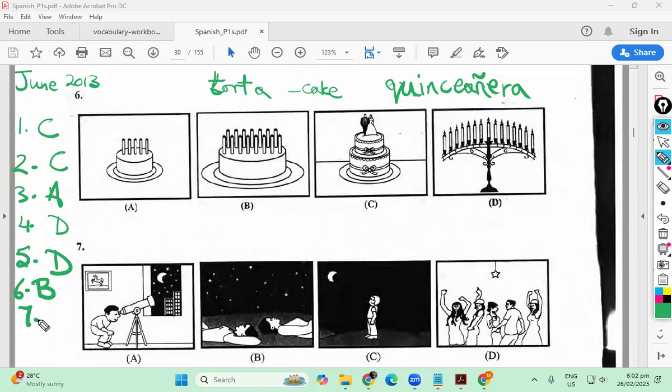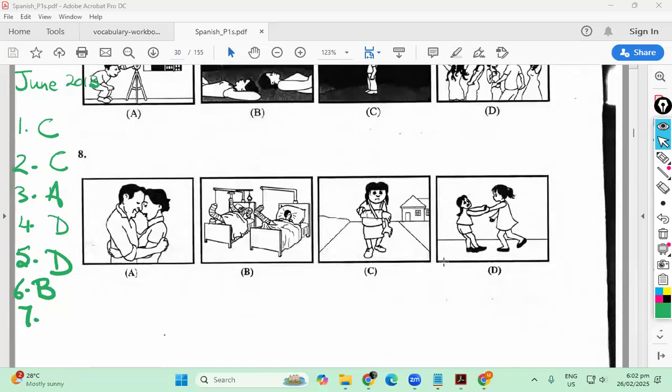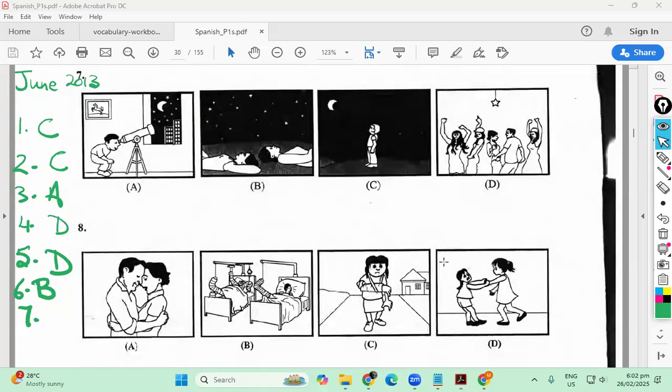Están mirando las estrellas al aire libre. Están mirando again. What does that mean? Oh, sorry. They are looking at, what are las estrellas?